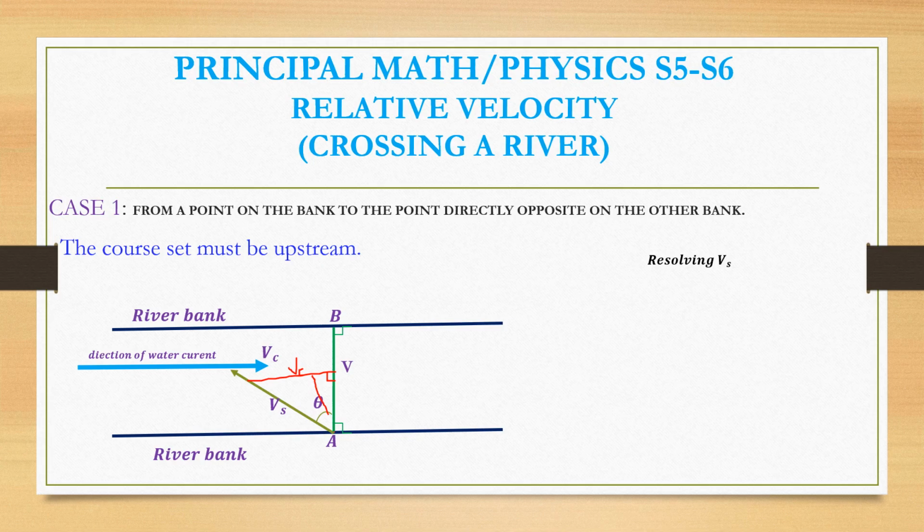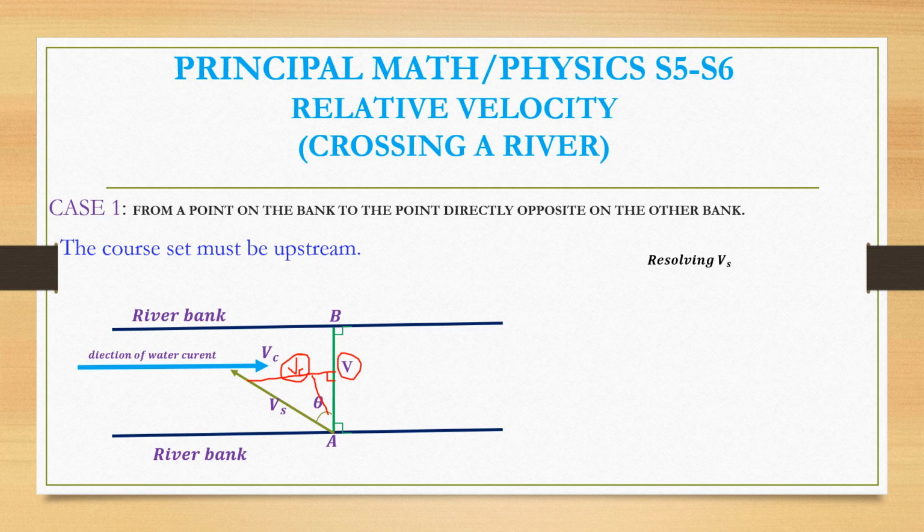So the velocity of the boat in still water is taken as the hypotenuse. This resultant velocity is taken as the base, and this velocity of water current is taken as the height. So if you have such a right angled triangle, you realize that this component takes V, the product of the velocity of the boat in still water times the sine of the angle theta, because it is opposite to that. Then the side that is adjacent takes the cos.